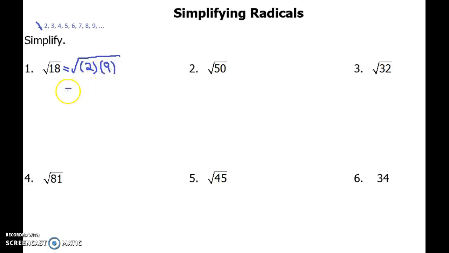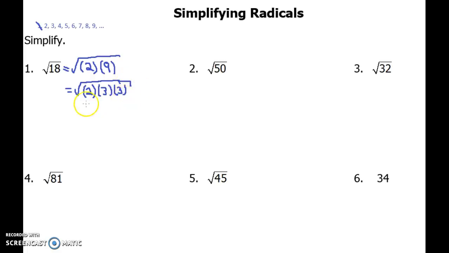So equals, keep the house, you still have that same 2, and 9's not divisible by 2, but it is divisible by 3. So let's use our easy small numbers. So there's 3 and another 3. This should be extended this way.